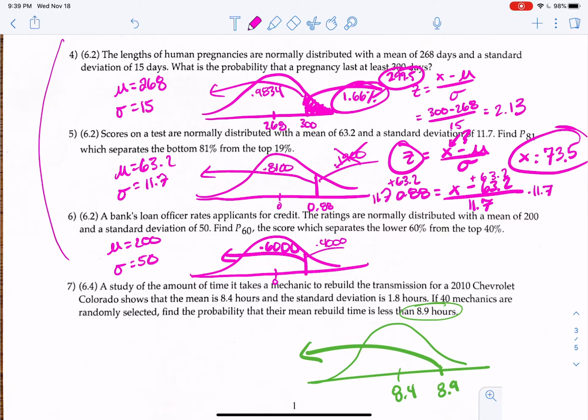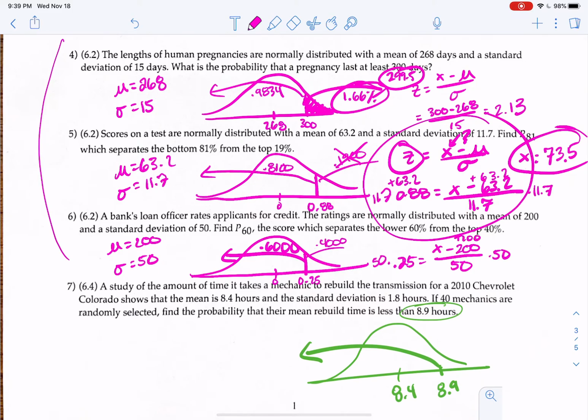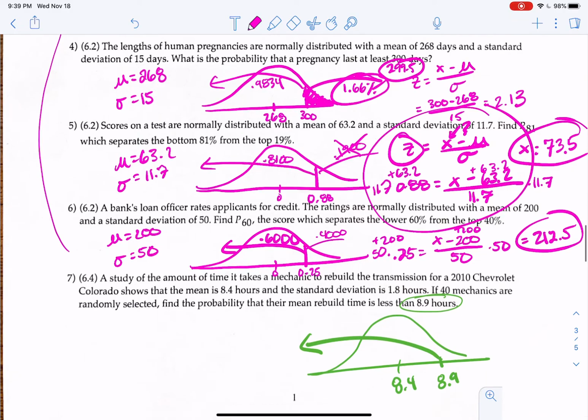This is another backwards look up in the table. So the closest number to 0.6000 is actually the 0.5987 number, which is 0.25. So this z-score is 0.25, just like we did up here. We're going to say 0.25 is equal to x, which is what I'm solving for, minus 200 divided by 50. Okay, and I'm going to multiply 50 across, and I'm going to add the 200 over, and I'm pretty sure I remember the answer to this. It's like 212.5, I think. Okay, all right, number 7.